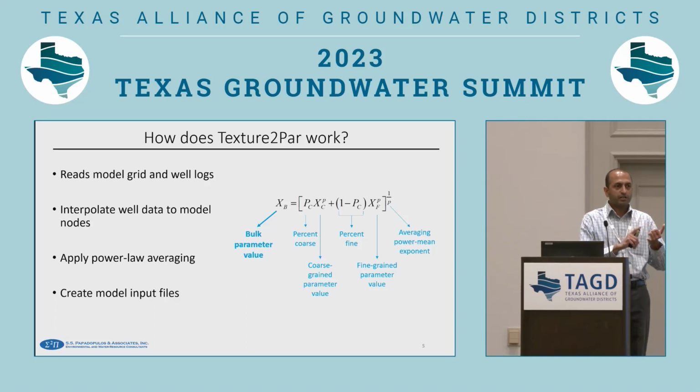This could be hydraulic conductivity, horizontal or vertical. It could be specific storage. It could be specific yield. All these aquifer parameters that go into a model. And then you can use those to calibrate your model and refine.